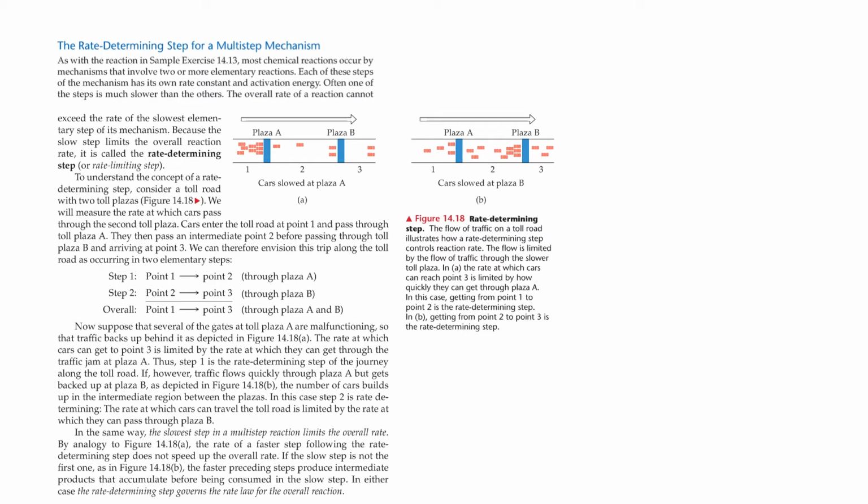In the same way, we say the slowest step in a multi-step reaction limits the overall rate. By analogy to Figure 14.18A, the rate of the faster step following the rate determining step does not speed up the overall rate. If the slow step is not the first one, as in 14.18B, the faster preceding steps produce intermediate products that accumulate before being consumed in the slow step. In either case, the rate determining step governs the rate law for the overall reaction.